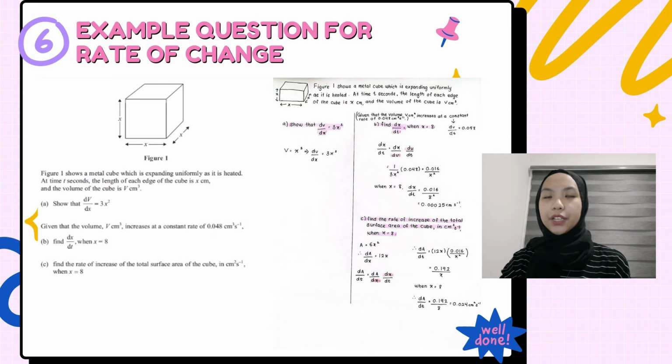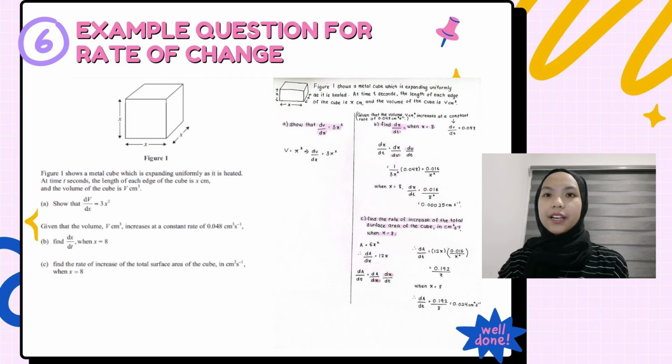Next, question C asks to find the rate of increase of the total surface area of the cube in square centimeters per second when x equals 8. First of all, we have to write down the formula, which is dA/dt equals dA/dx times dx/dt. Since we already found dx/dt, the answer was 0.016 over x squared, and then we have to find dA/dx.